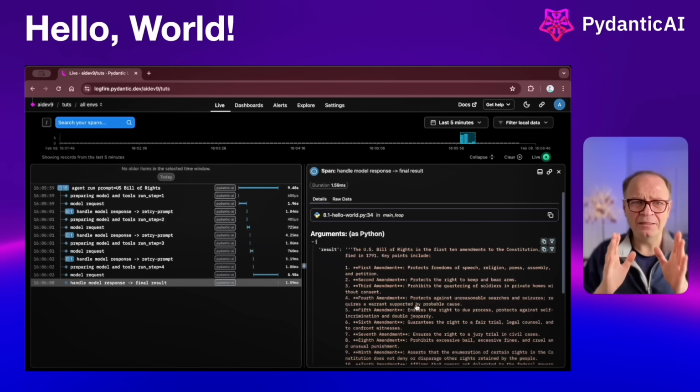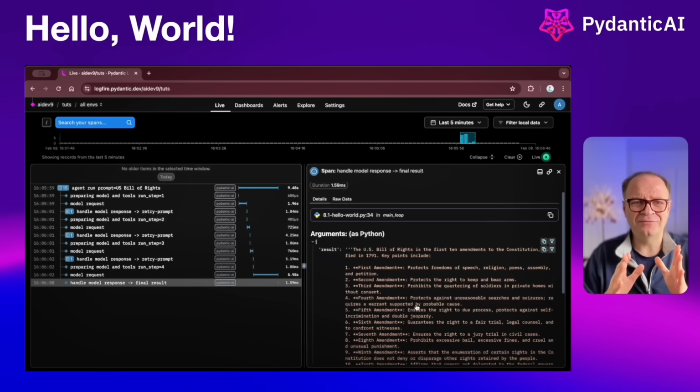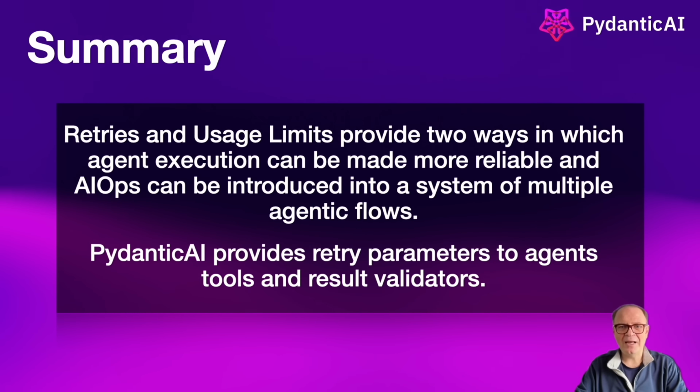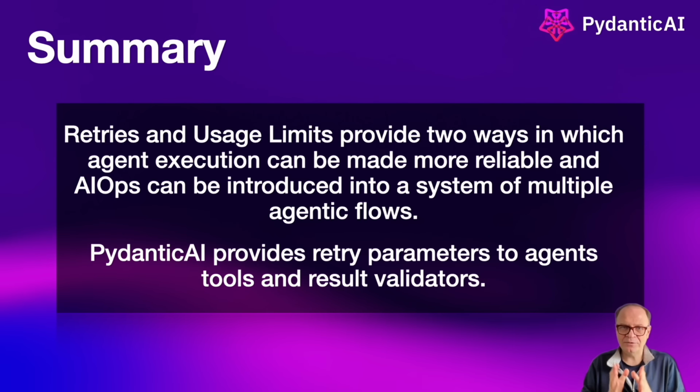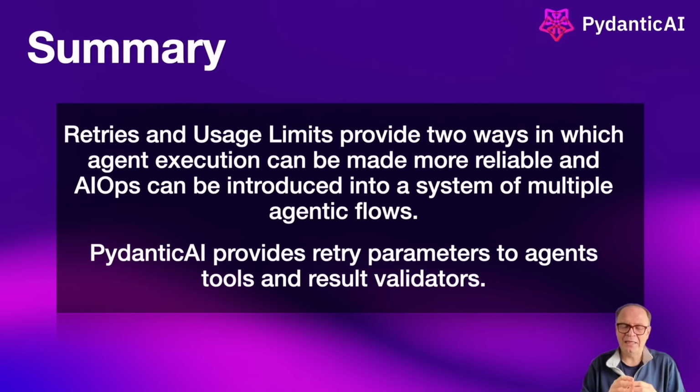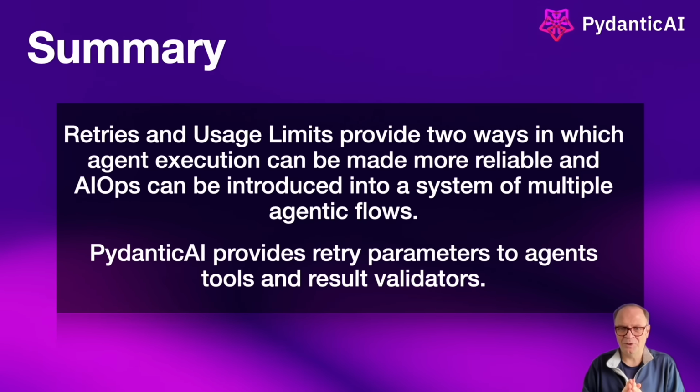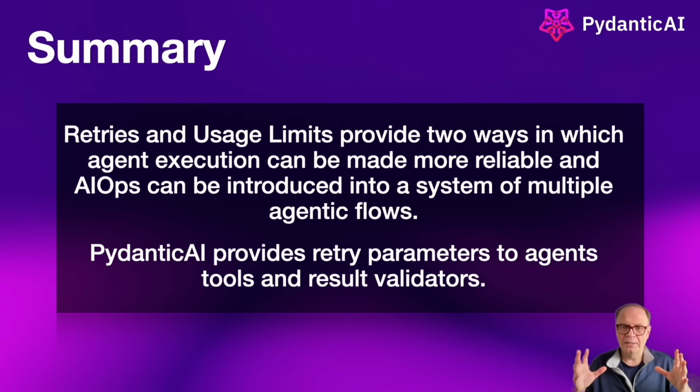parameter can be at the agent, tool, or result validation function levels. Let's move on now. To summarize, retries and usage limits provide 2 ways in which agent execution can be made more reliable and AI ops can be introduced into a system of multiple agentic flows using PydanticAI. Now, PydanticAI provides retry parameters to agents and tools and result validators, preventing infinite loops and helping reduce cost of LLM calls.